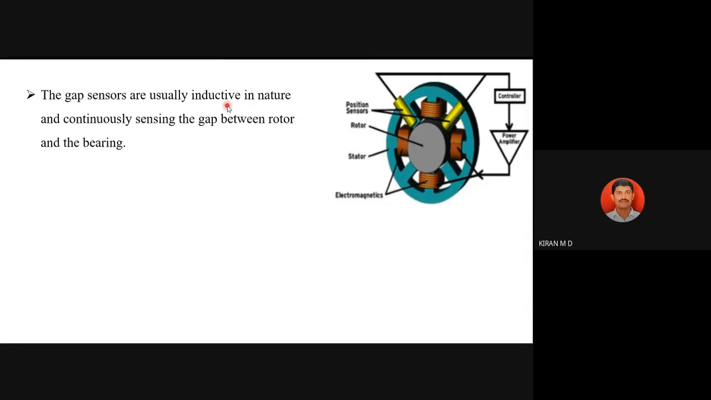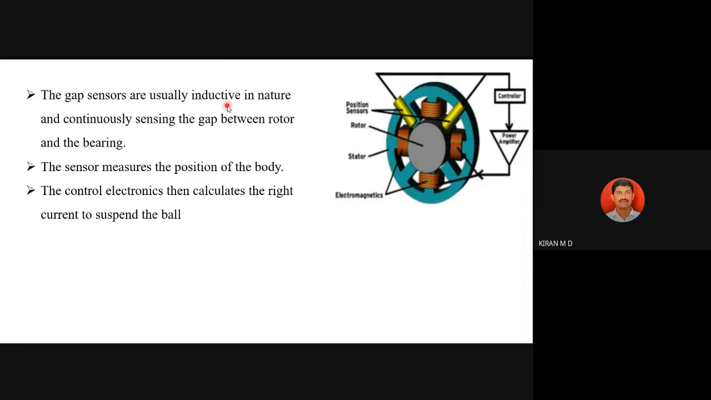The gap sensors are usually inductive in nature and continuously sense the gap between rotor and bearings. The sensor measures the position of the body. The control electronics then calculate the right current to suspend the bar. The electromagnetic force depends on the current, on how much current you are going to supply.